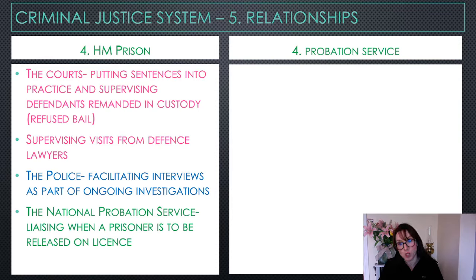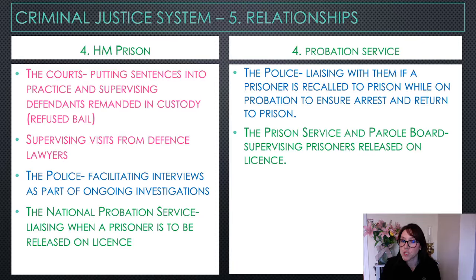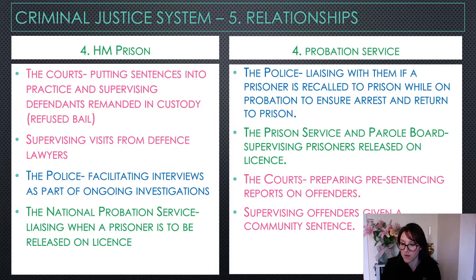They also work with, of course, the Probation Service, which is part of their agency, liaising when a prisoner is to be released on licence and what they are going to do. So how we're going to get them from prison onto the Probation Service. The Probation Service works with the police, so if somebody is recalled to prison while on probation. Probation works with the Prison Service, as we've already said, supervising them on their licence. They work with the courts in preparing pre-sentencing reports on offenders, supervising offenders given community service, and supervising drug testing as well.